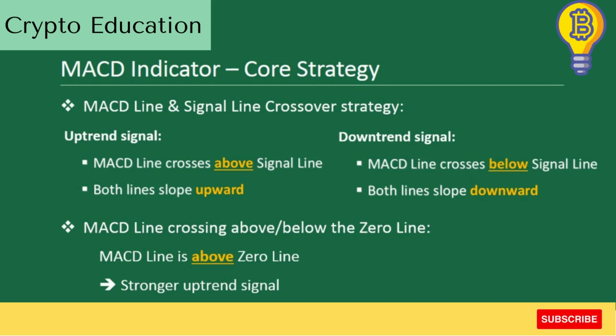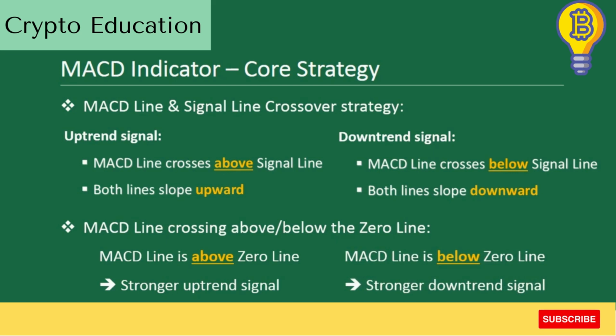And vice versa, when the MACD line crosses below the zero line, this shows us a stronger downtrend signal. Because in this case, the EMA 9 is likely below the EMA 50, so the EMA 50 can act as a dynamic resistance that prevents the price from rising up. If you still have no idea about how this strategy works, don't worry. We'll dive into a lot of examples in the next lecture.